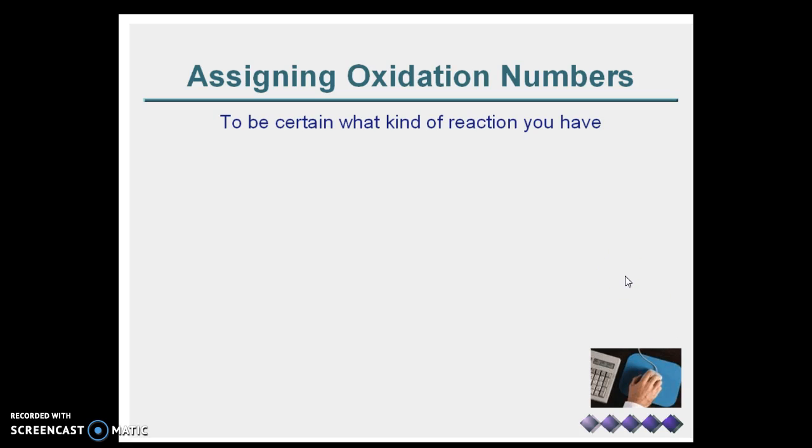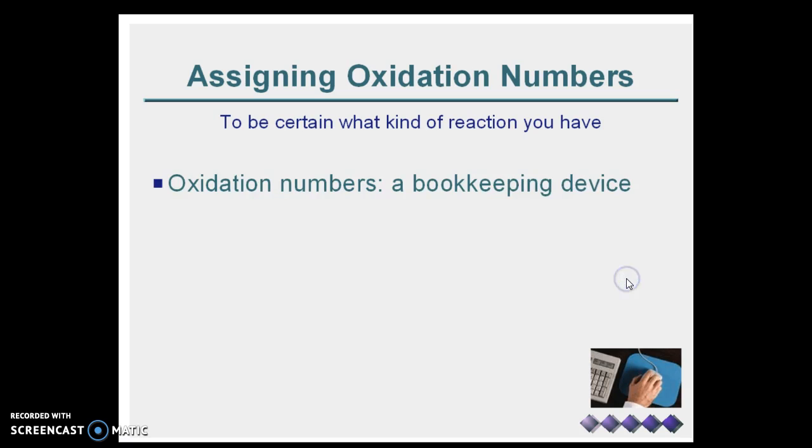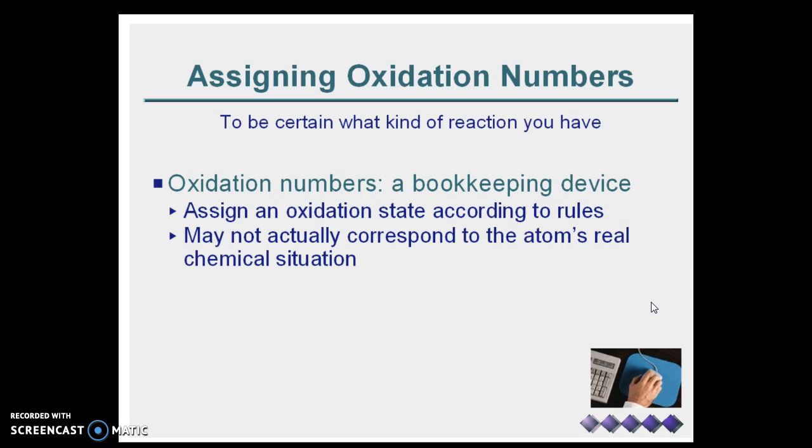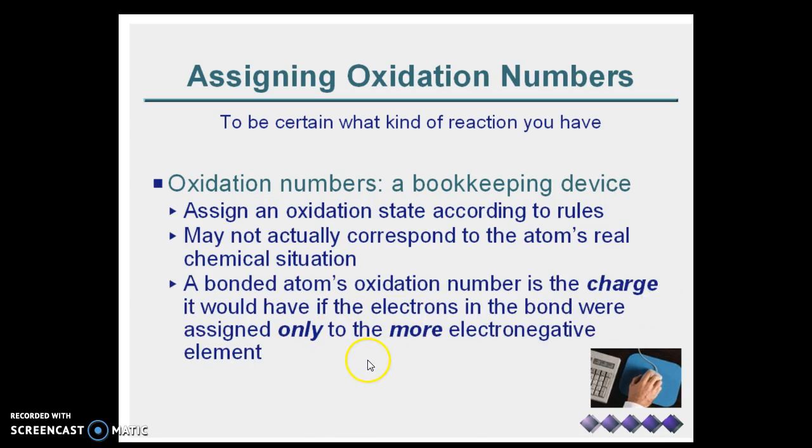Okay, well, let's look at assigning oxidation numbers as our first step. Oxidation number assignment is a bookkeeping device. We assign the oxidation state to atoms according to various rules. It may not actually, and usually doesn't, correspond to the atom's real chemical situation. For instance, manganese can have a +7 oxidation number, but you don't have something like manganese heptachloride. A bonded atom's oxidation number is the charge it would have if the electrons in the bond were assigned only to the more electronegative element. In other words, we're treating things that may be covalently bonded as if they were ionic.